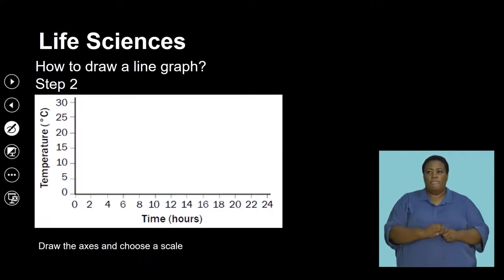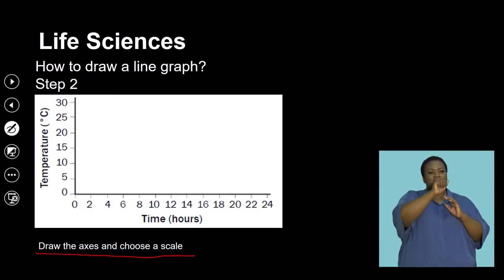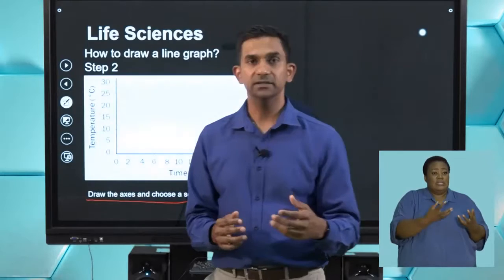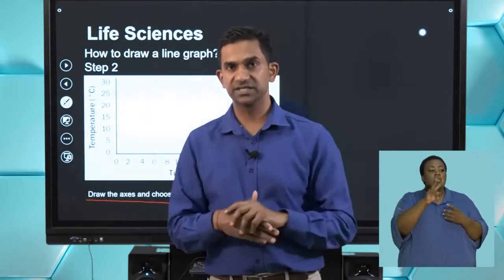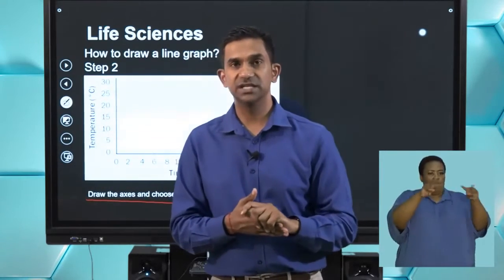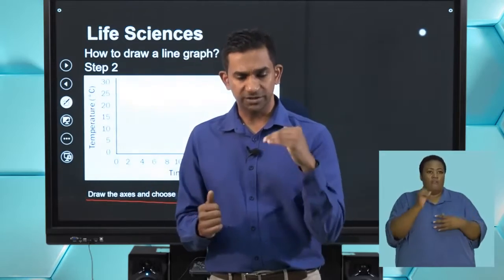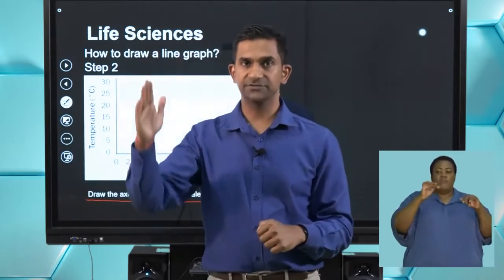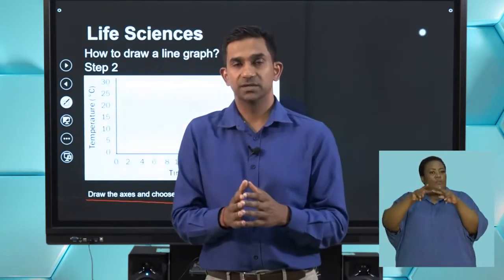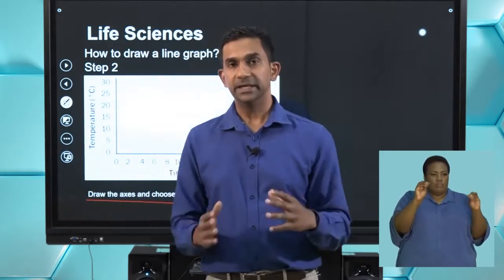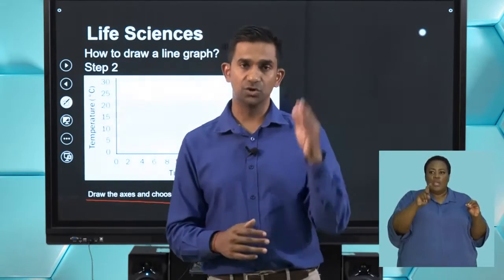How to draw a line graph would then require you to be able to draw a set of axes and choose a scale. So choosing a scale is important. For you to be able to choose a scale, you must look at the range of your results or range of values in a table. And often you look at the lowest value and the highest value, and you try and fit those proportionately on your x-axis or your y-axis.